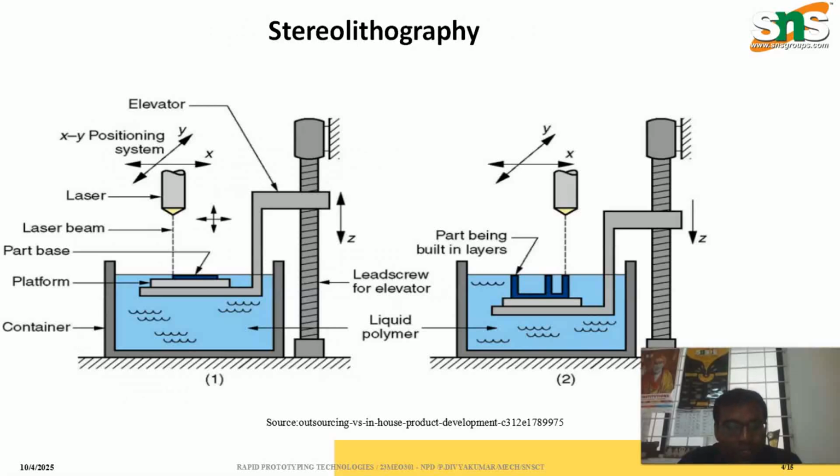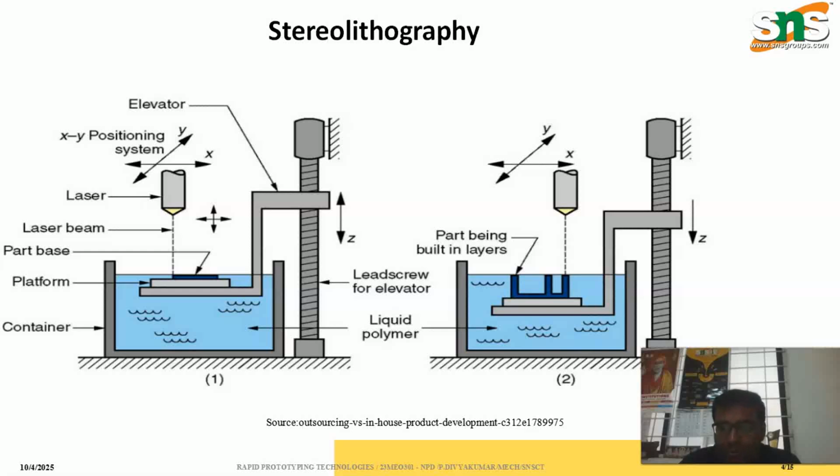Now we are going to discuss in detail the stereolithography apparatus. The short form is SLA. It is the first commercial rapid prototyping technique, developed by Charles Hull in the year 1986. The major principle behind the stereolithography apparatus is that it uses a UV laser to cure the photosensitive liquid resin layer by layer to form a solid 3D object.